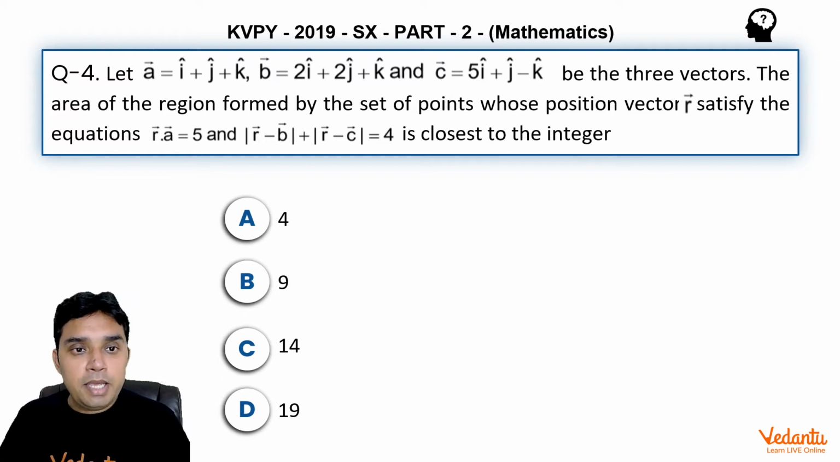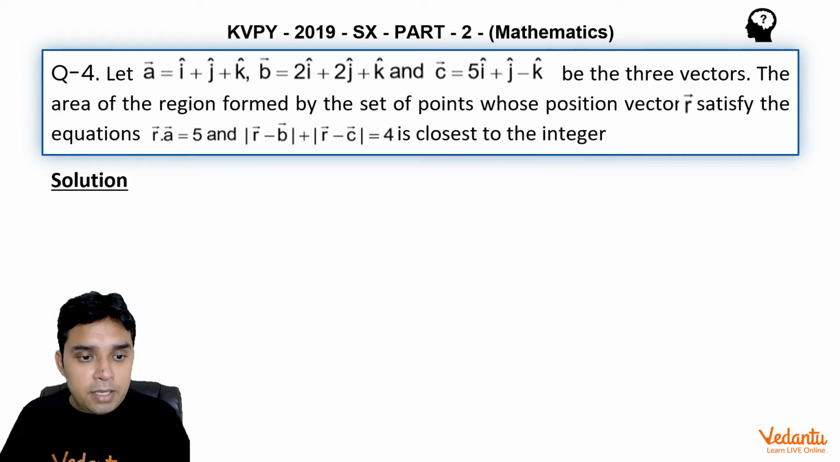Question says let A equal to i cap plus j cap plus k cap, B is equal to 2i cap plus 2j cap plus k cap, and C is equal to 5i cap plus j cap minus k cap be three vectors. The area of the region formed by the set of points whose position vectors R satisfy equations R dot A equal to 5 and mod of R minus B plus mod of R minus C is equal to 4 is closest to the integer A 4, B 9, C 14, D 19.